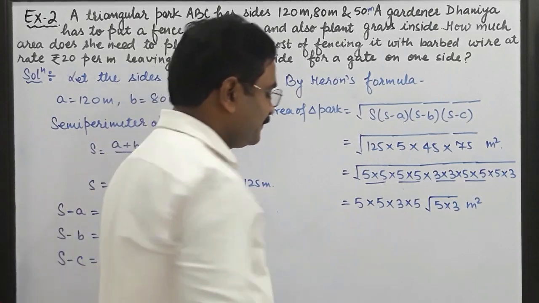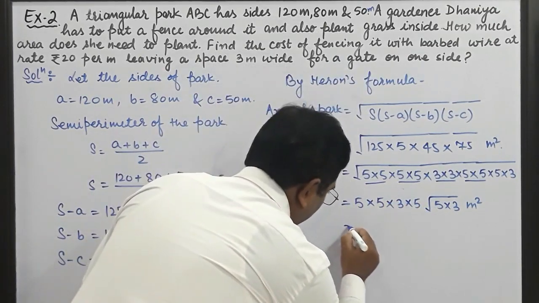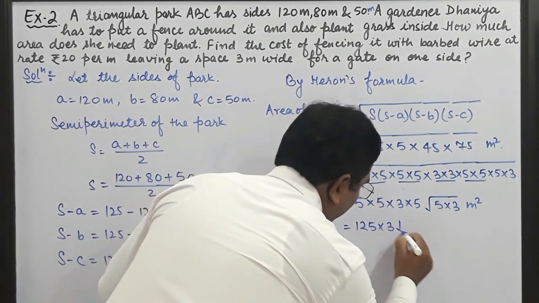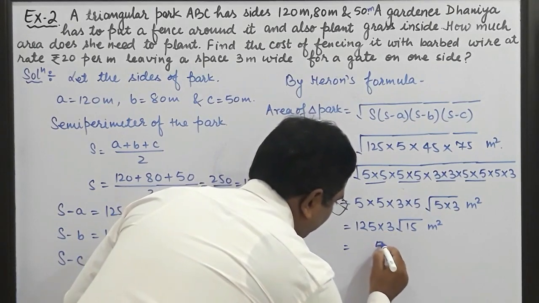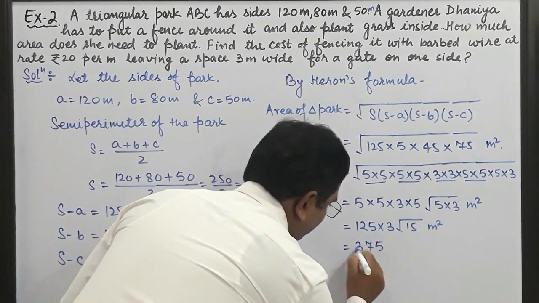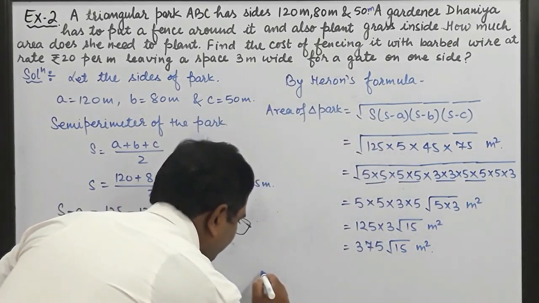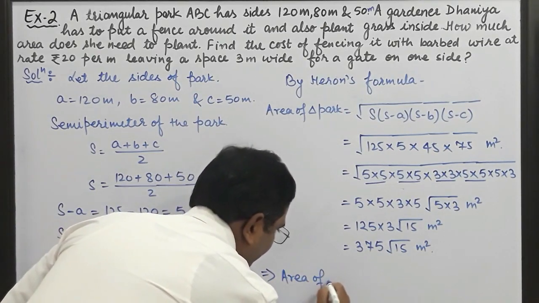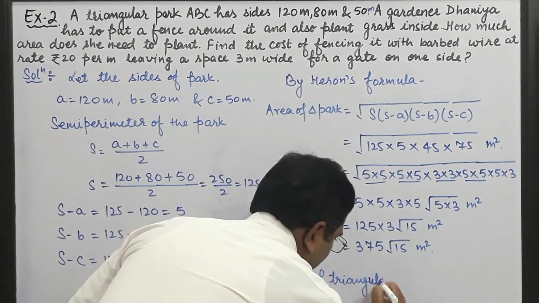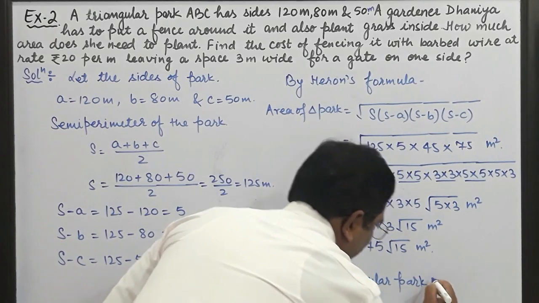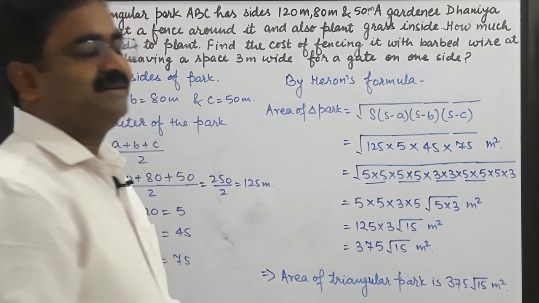Now let us multiply these four numbers. 5 5s are 25, 25 5s are 125, so you are getting 125 multiplied by 3 under root 15 meter square. Now multiply it by 3, therefore 3 5s are 15, 3 2s are 6 plus 1 is 7, and 3 1s are 3. So 375 under root 15 meter square is the area of that triangular park, right?